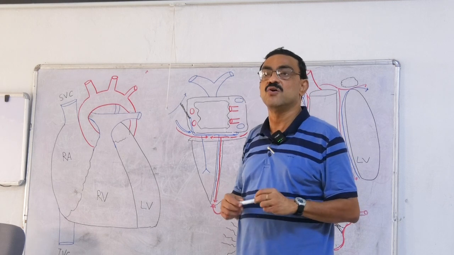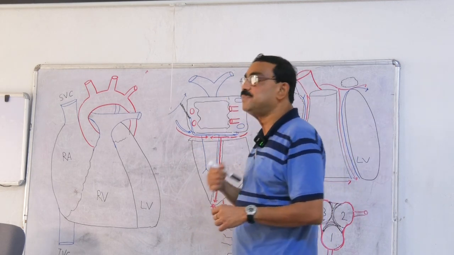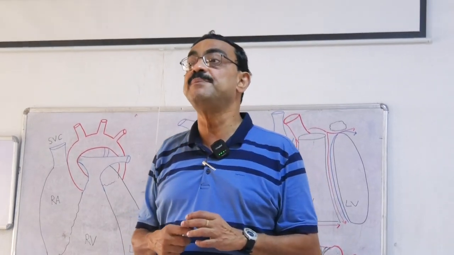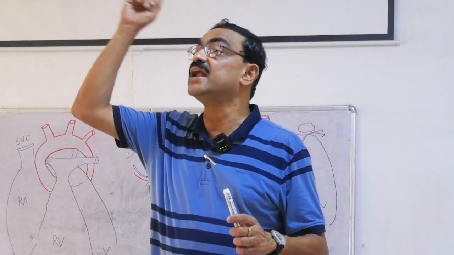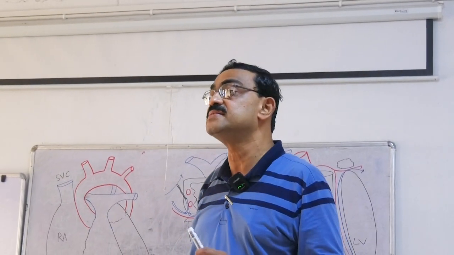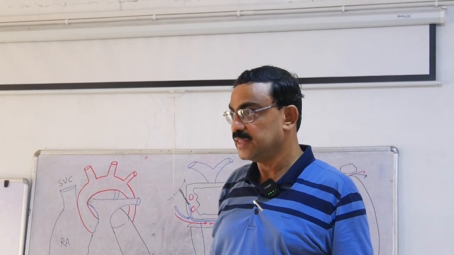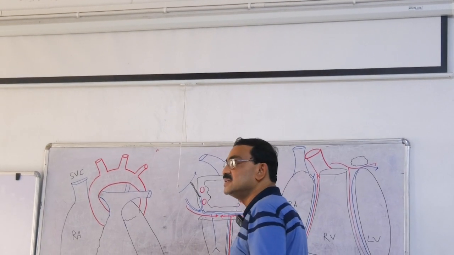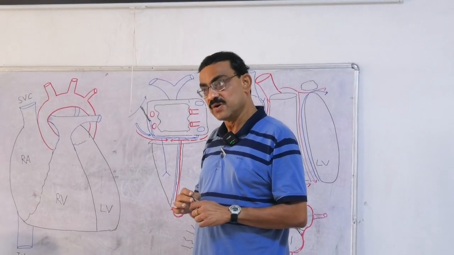It is called right coronary dominance. When it comes from the left coronary artery, we call it left coronary dominance. Generally, right coronary dominance is common. That means the posterior interventricular branch is coming from the right coronary artery.